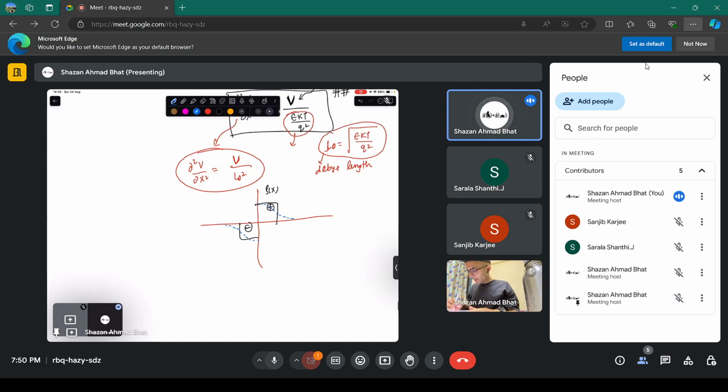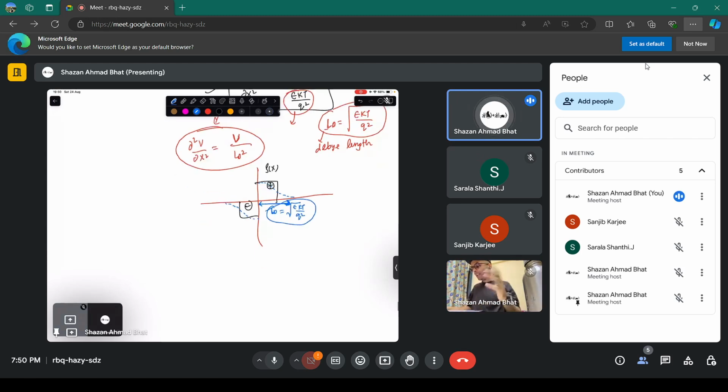And this charge spreading is actually the Debye length, which is given by under root epsilon kT by q square. It's the Debye length. Debye length has different meanings in different scenarios, but this is how a device is actually simulated, whether it's a PN junction diode, a MOSFET, or a BJT.